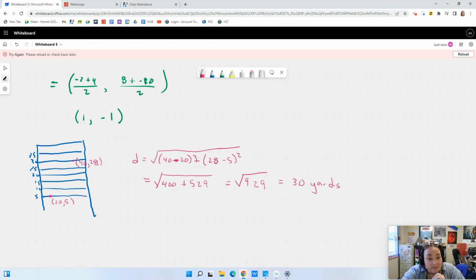Would you use distance or would you use midpoint? Kevin says midpoint. Anybody else agree or disagree?